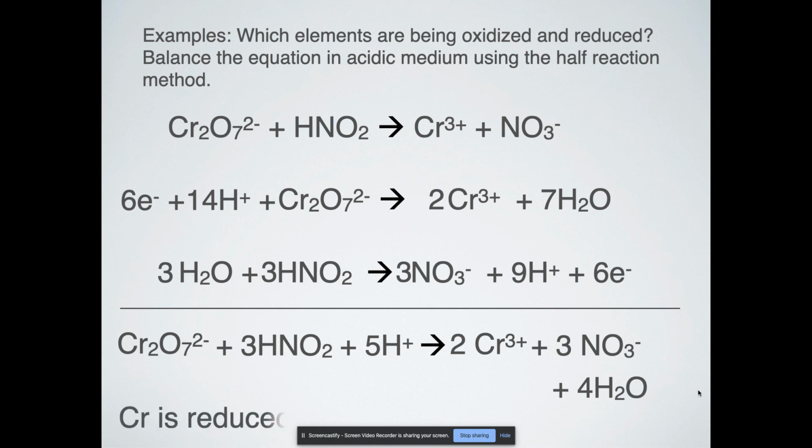Now, one more example. Oh, we need to talk about what was reduced. So chromium was reduced and nitrogen was oxidized. Again, if we're looking at our half reactions before we even did any of this, it makes a lot more sense. But chromium was being reduced, whereas nitrogen was being oxidized.